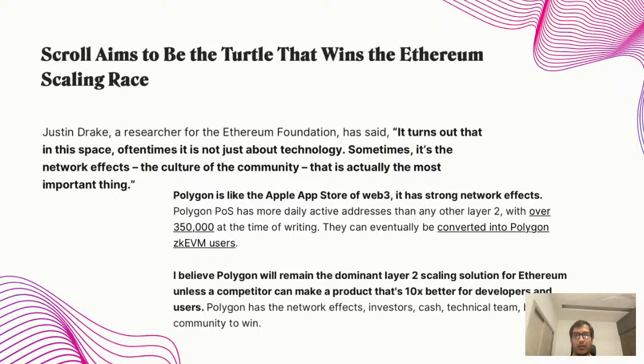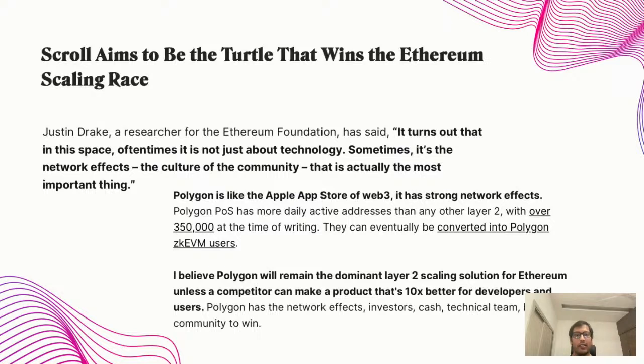I also found this very interesting. Justin Drake, a researcher from the Ethereum Foundation, has said that technology cannot be the only thing that creates adoption. He talks about the network effects as being as, or at times more important than, these very minute discrepancies between the underlying tech. And there's a few more screenshots, both of them from Ian Greer.